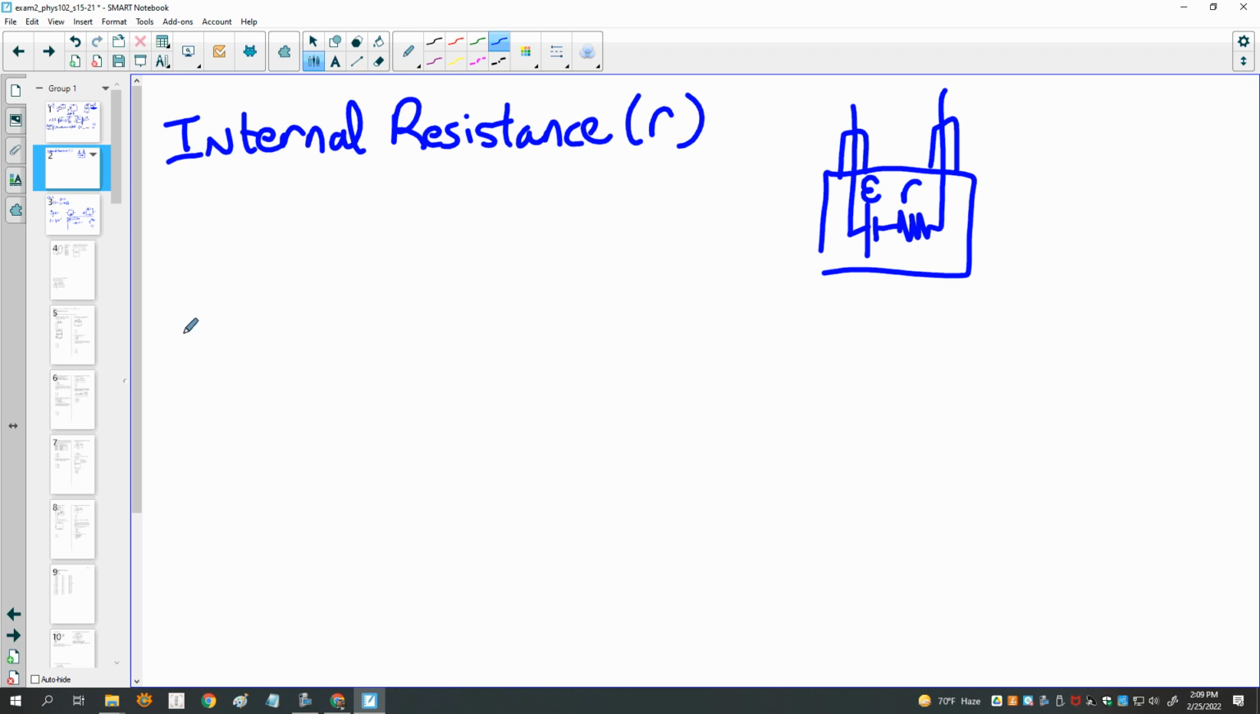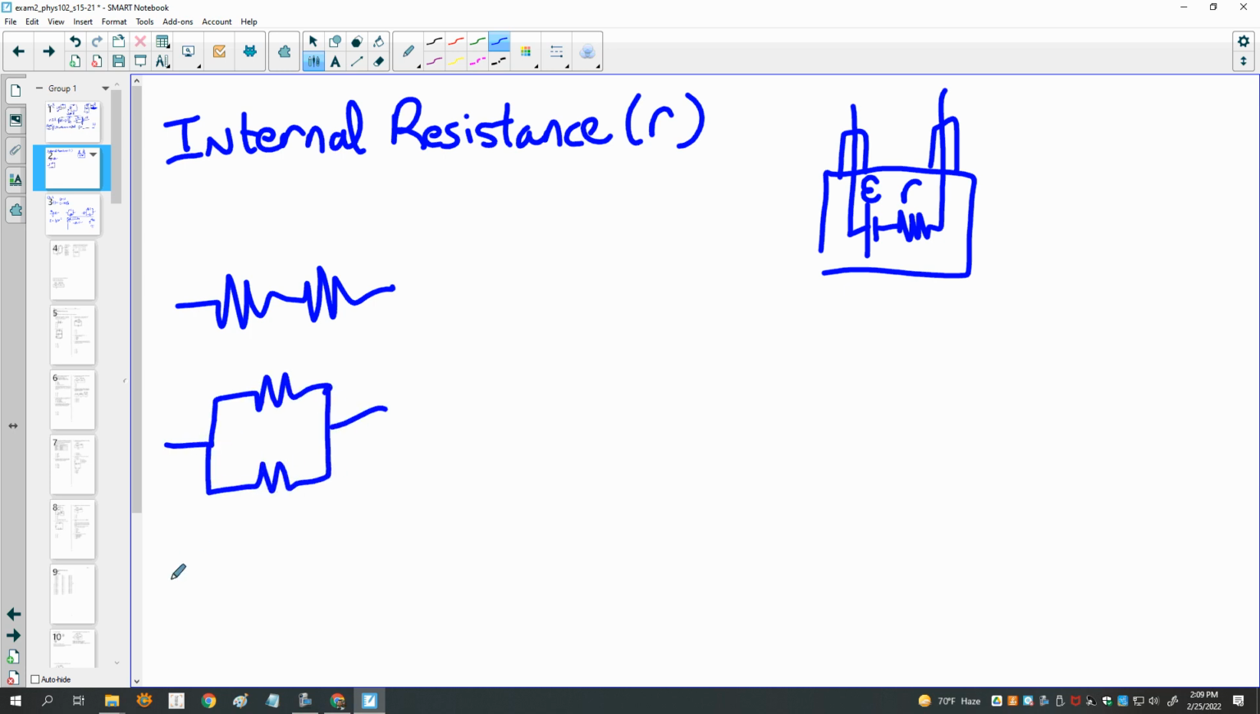Then we'll also see resistors in series. Okay, we'll see resistors in parallel, and we'll see resistors in combination. So maybe something like this. That's a combination circuit. That's not the simplest you could have. The simplest you could have would look like that. So you need to know how to do all of those.